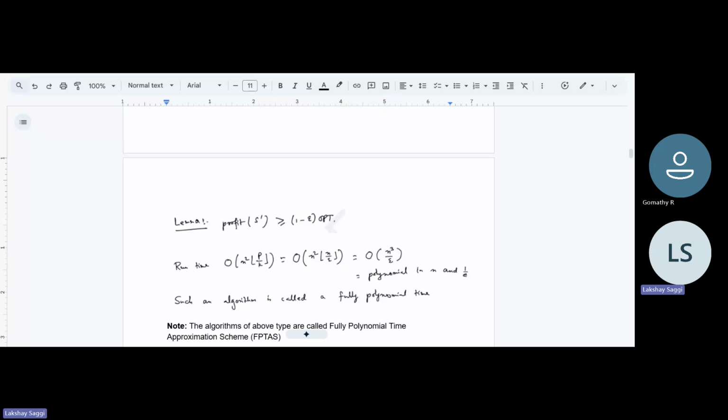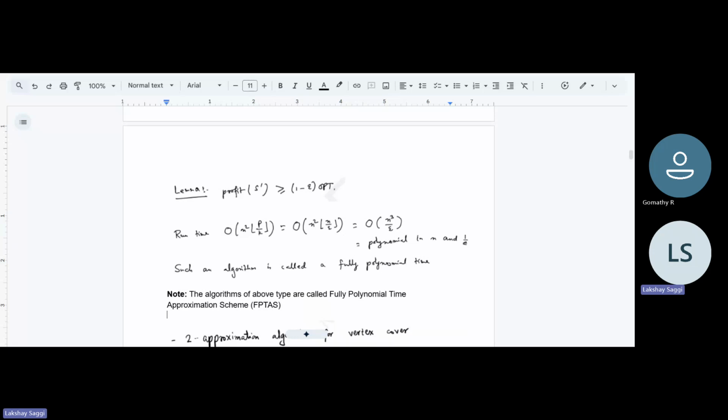These kinds of algorithms are called fully polynomial time approximation schemes, or in short, FPTASs. So what are FPTASs? FPTASs are essentially approximation algorithms which can output a 1 plus epsilon approximate solution in runtime which is polynomial in input size as well as polynomial in 1 over epsilon.